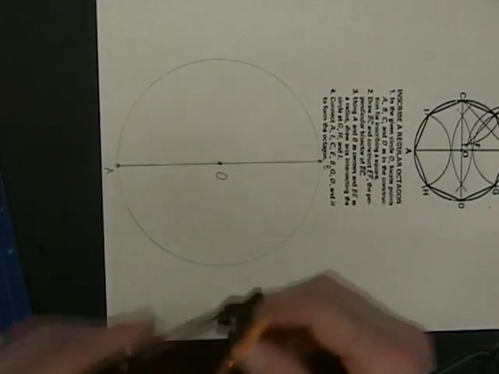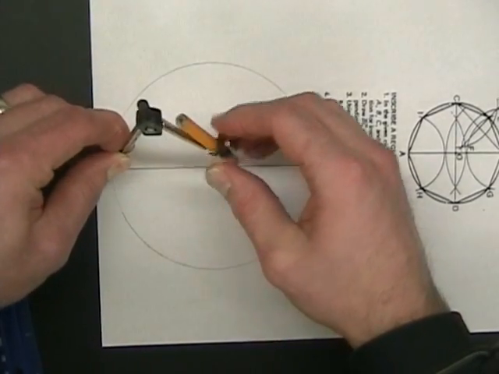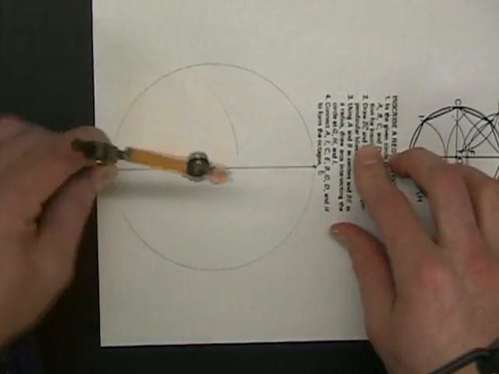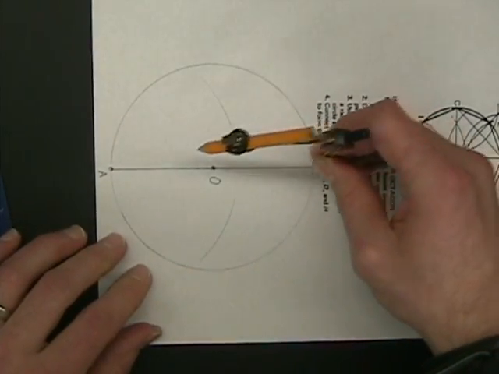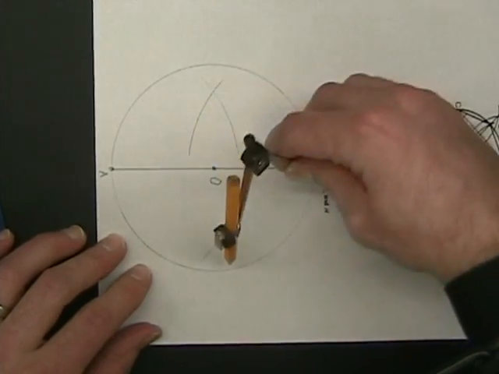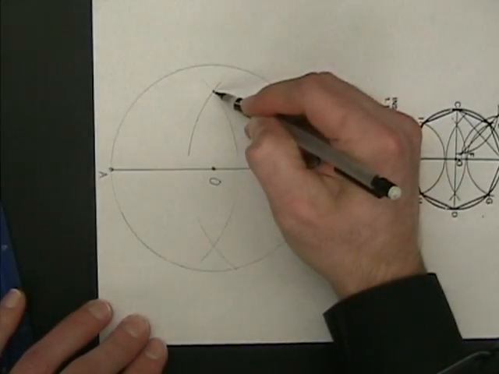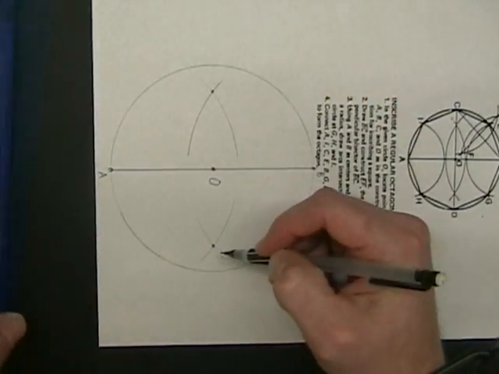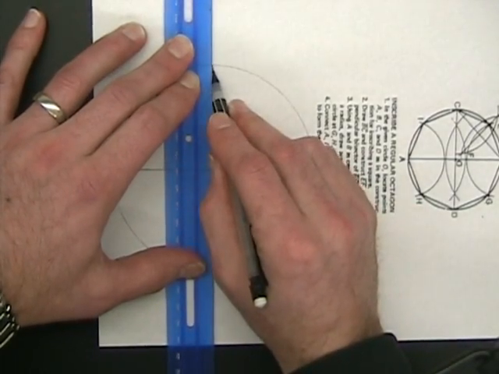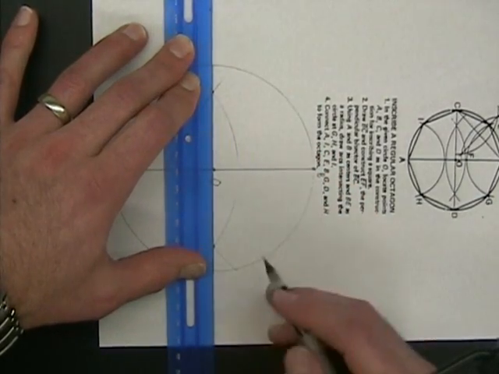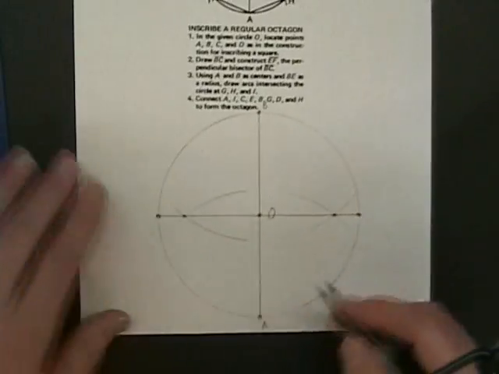I'm going to turn my paper sideways. I'm going to open my compass wider than halfway and make an arc above and below. And from point B, make an arc above and below. I'm going to then connect those points of intersection and extend those points of intersection until that line segment hits my circle. And I'm going to label those 2 points C and D.